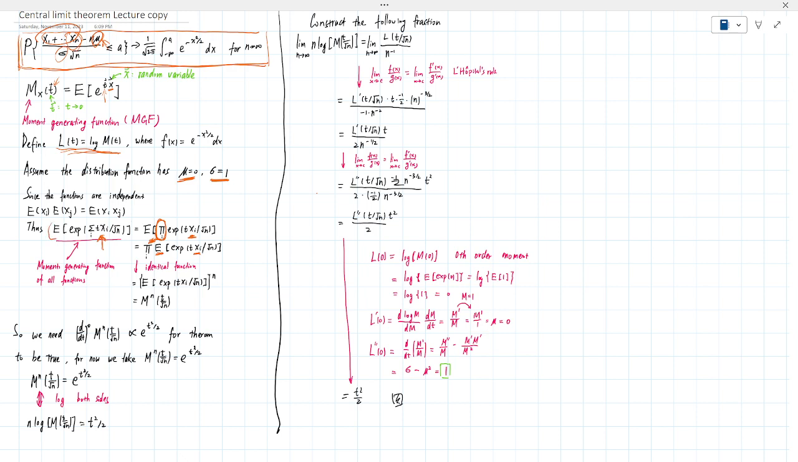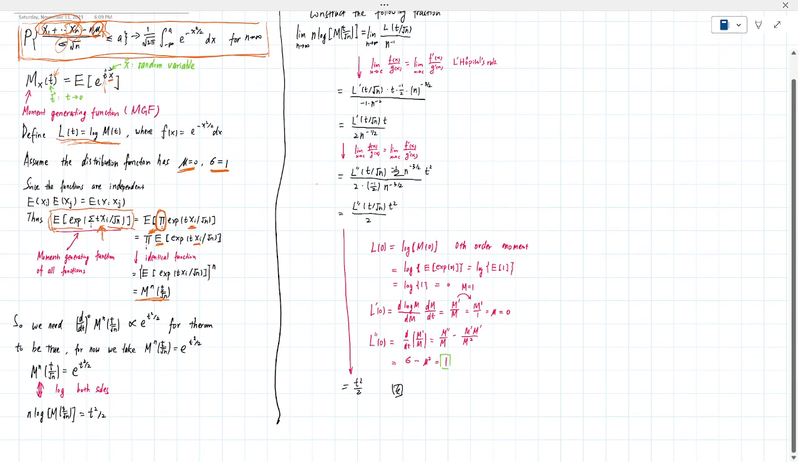Thus, the moment generating function of all the variables added together is the moment generating function of a single variable to the nth power. This can be used to translate this problem into an easier problem to solve. So essentially we have the moment generating function, and what we want is e to the t squared over 2.